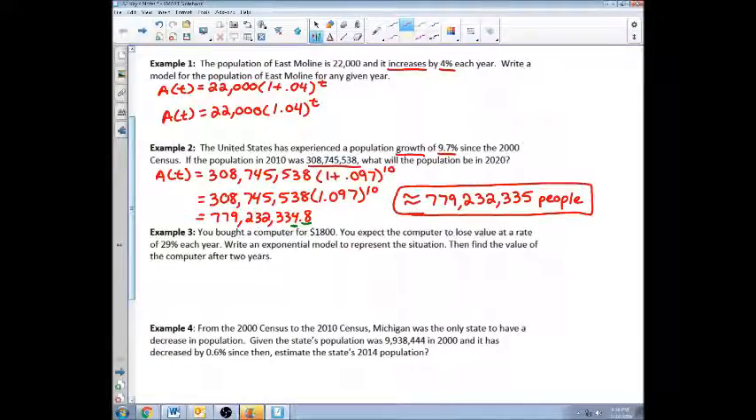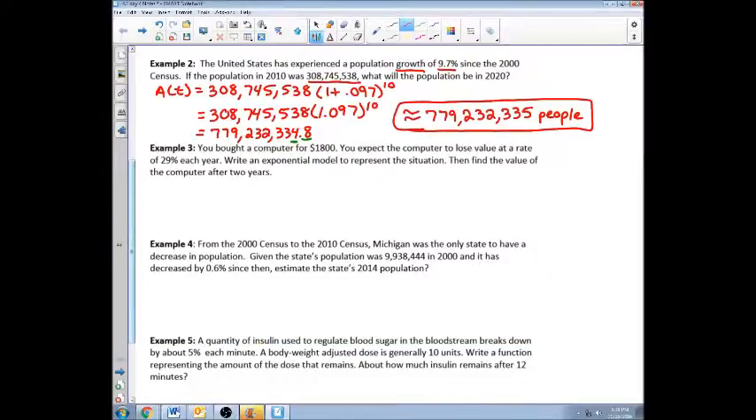All right. Example 3. You bought a computer for $1,800. You expect the computer to lose value at a rate of 29% each year. Write an exponential model to represent the situation, then find the value of the computer after 2 years. Again, A of t is just going to be what we use for y equals, right? Now we need to find an initial value. Well, 1,800 is a pretty good initial value for us. It was the initial price of the computer, right?